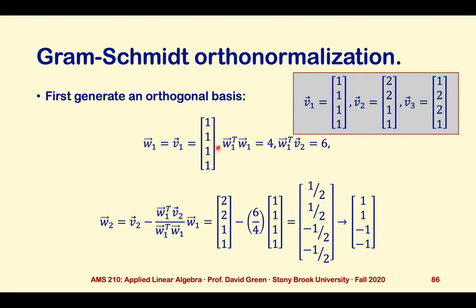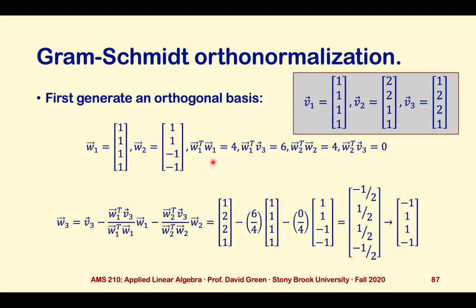We can do this because all we're trying to do at this point is find an orthogonal basis. And if we change the length of a vector, it doesn't change whether it is orthogonal or not. We can also double check here that w2 and w1 are in fact orthogonal by adding up the product of the corresponding entries. 1 plus 1 minus 1 minus 1 gives us 0. Okay, so we now have 2 orthogonal vectors.